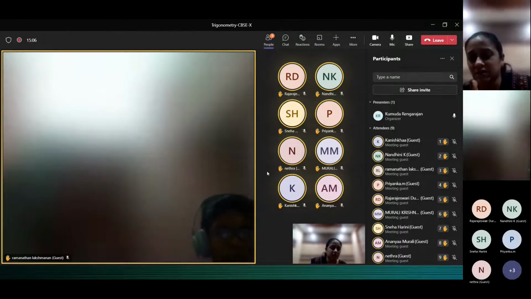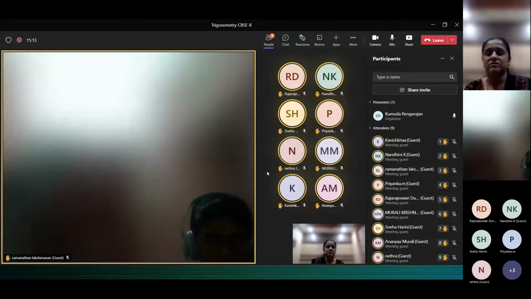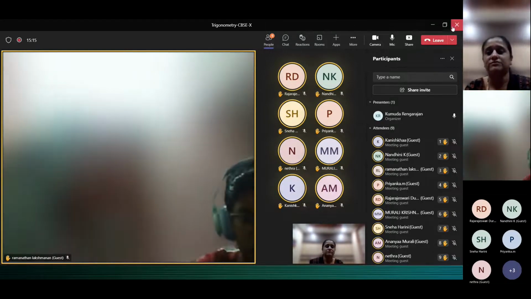Kanishka, Nandini, Ramanathan, Priyanka, Rajeshwari, Rajarajeshwari, Murali Krishna, Sneha, Harini, Ananya, Netra. All right.